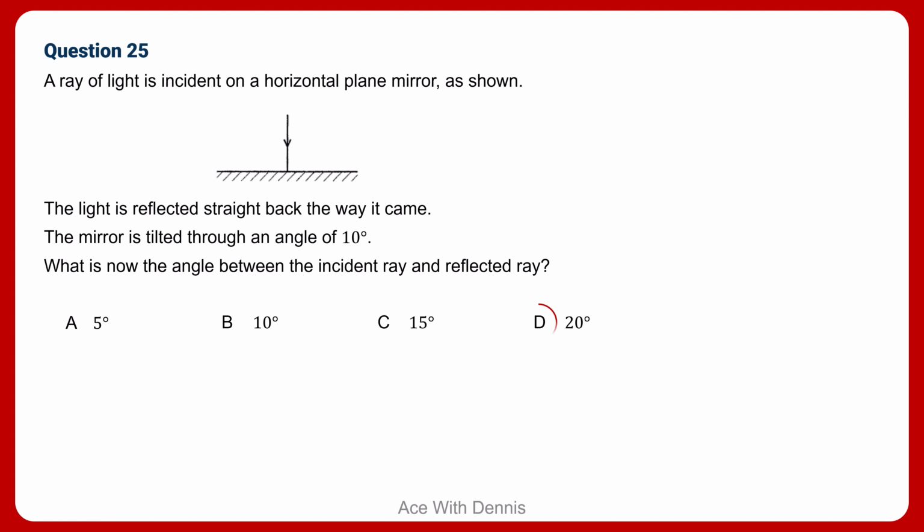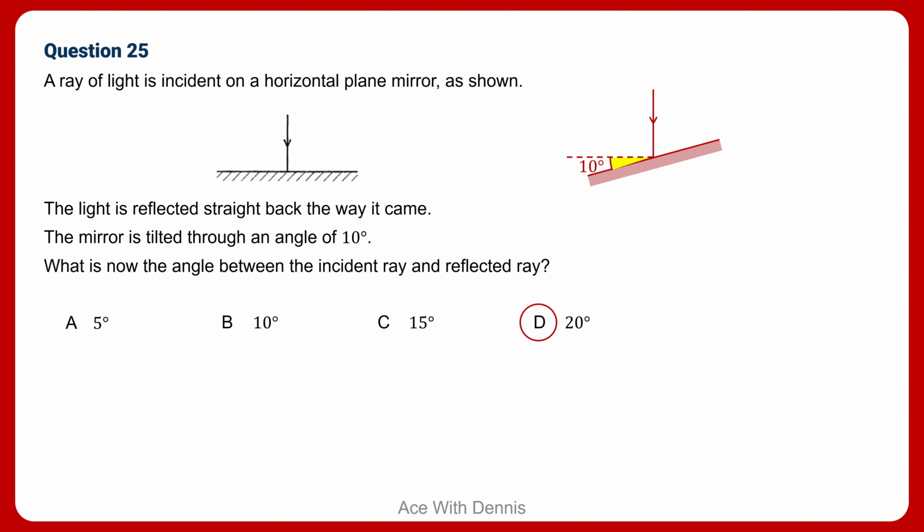The answer is D. 20 degrees. Here is how we determine the answer. So originally, the plane mirror is in a horizontal position. So now we tilted it 10 degrees. So here is 10 degrees from the original position.